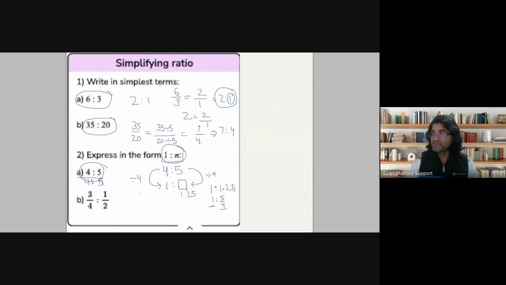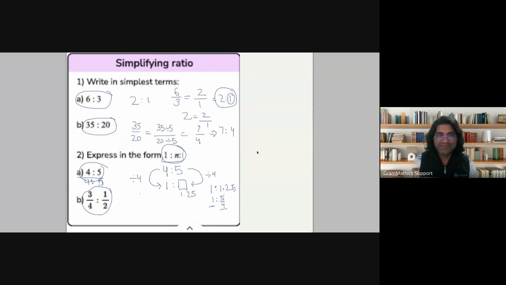Yeah, please let me know if you don't get it. I will repeat it. Okay, good. And now we have made it a bit more complicated by saying, what is the ratio of 3:4 to 1:2 in the form of 1:n? Wow. So what do we do here?